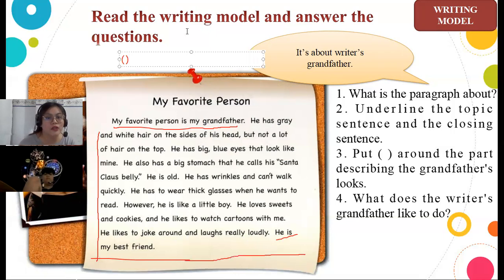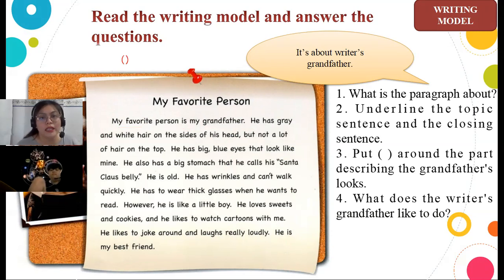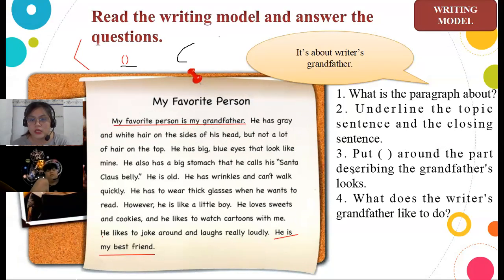describing the grandfather's look. Don't put any other line. Put a bracket around the part of his grandfather's look. Look for the part when he is describing the look of his grandfather, and you put a line like this one. Okay, very good. Now, this one, look for this one, describing the grandfather's look. Here, look here.